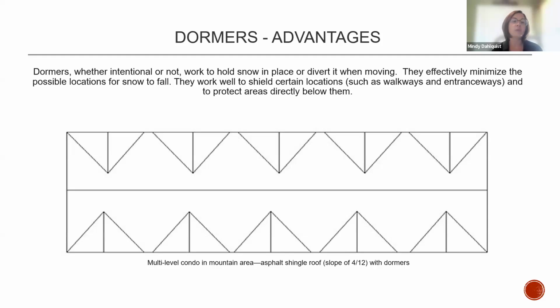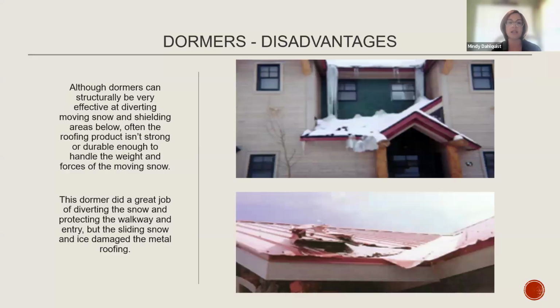Dormers, whether they were ever intentional or not, they actually do work very well to hold snow in place or divert it once it's already moved. They can protect those areas down below as well. Unfortunately, though they can be structurally effective at diverting that snow, they're usually not built to be able to withstand that force and the weight of the moving snow. So that roofing material is not made to take random impacts beyond something like hail or something very small. When you're talking about moving hundreds and thousands of pounds of snow on the roof, it becomes a different ballgame.